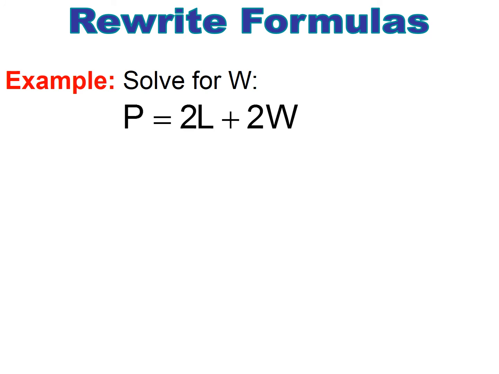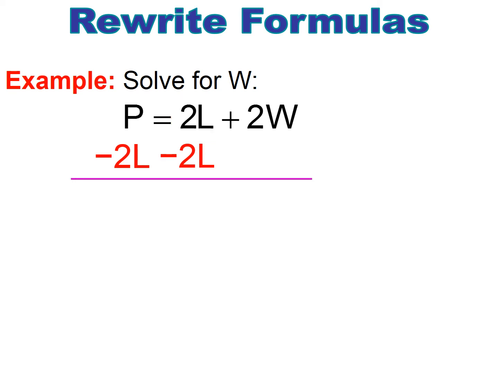Here's another example of rewriting a formula where we have 2 steps in order to solve for the variable. And you have to be careful, because when you see something attached to a variable, we think we have to divide. But because it's not attached to the variable we're solving for, in this case w, we want to get w by itself. So I have to move the 2l over. And because 2l in this case is positive, I have to do the inverse operation, which is subtract. So I'm going to subtract 2l from both sides.